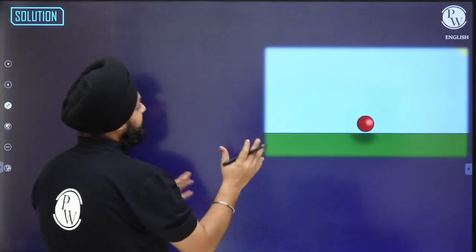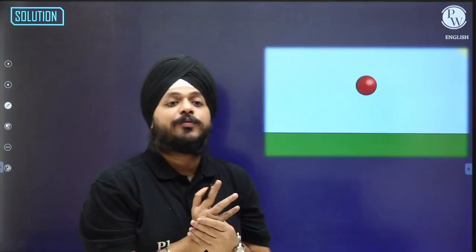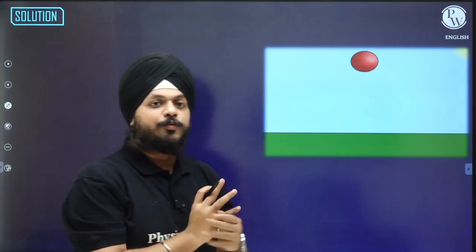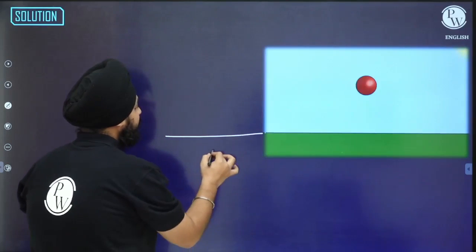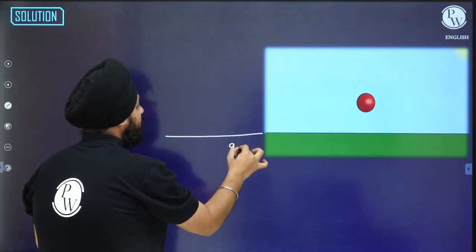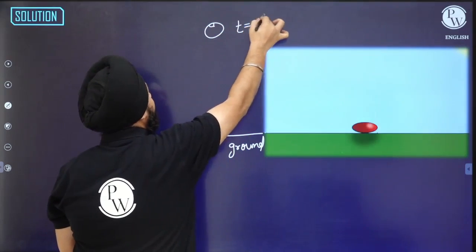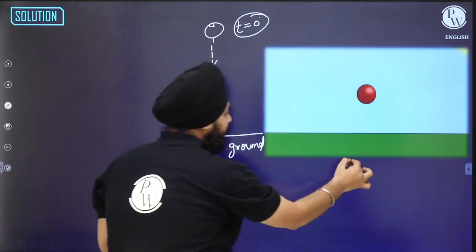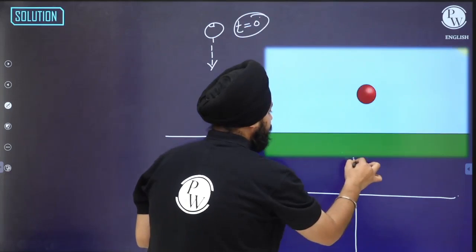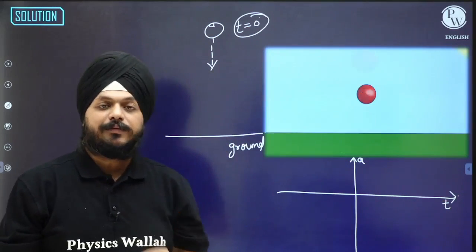Okay. So now let's first of all analyze this visual. This is what is happening in front of you all, right? Now let's see. Suppose this is the ground. This is the height. At t equal to 0, the particle is dropped, right? And we need to plot the correct acceleration versus time graph. Correct.